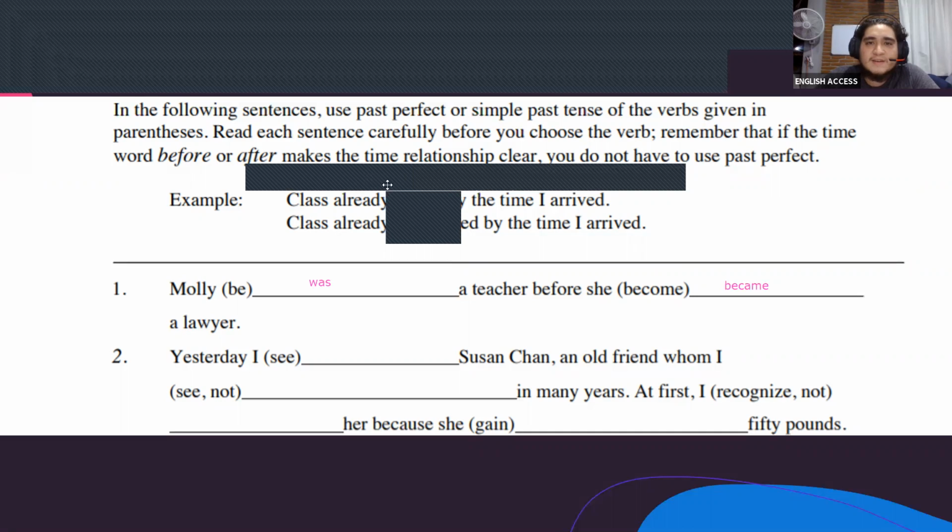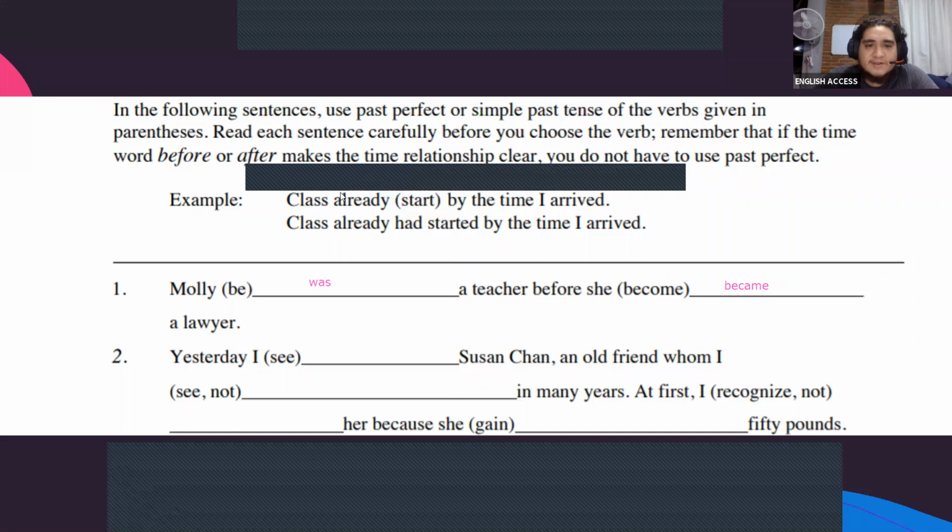Good. And number two, you already know that the first one is the simple past, right? But why do we know this is the simple past?